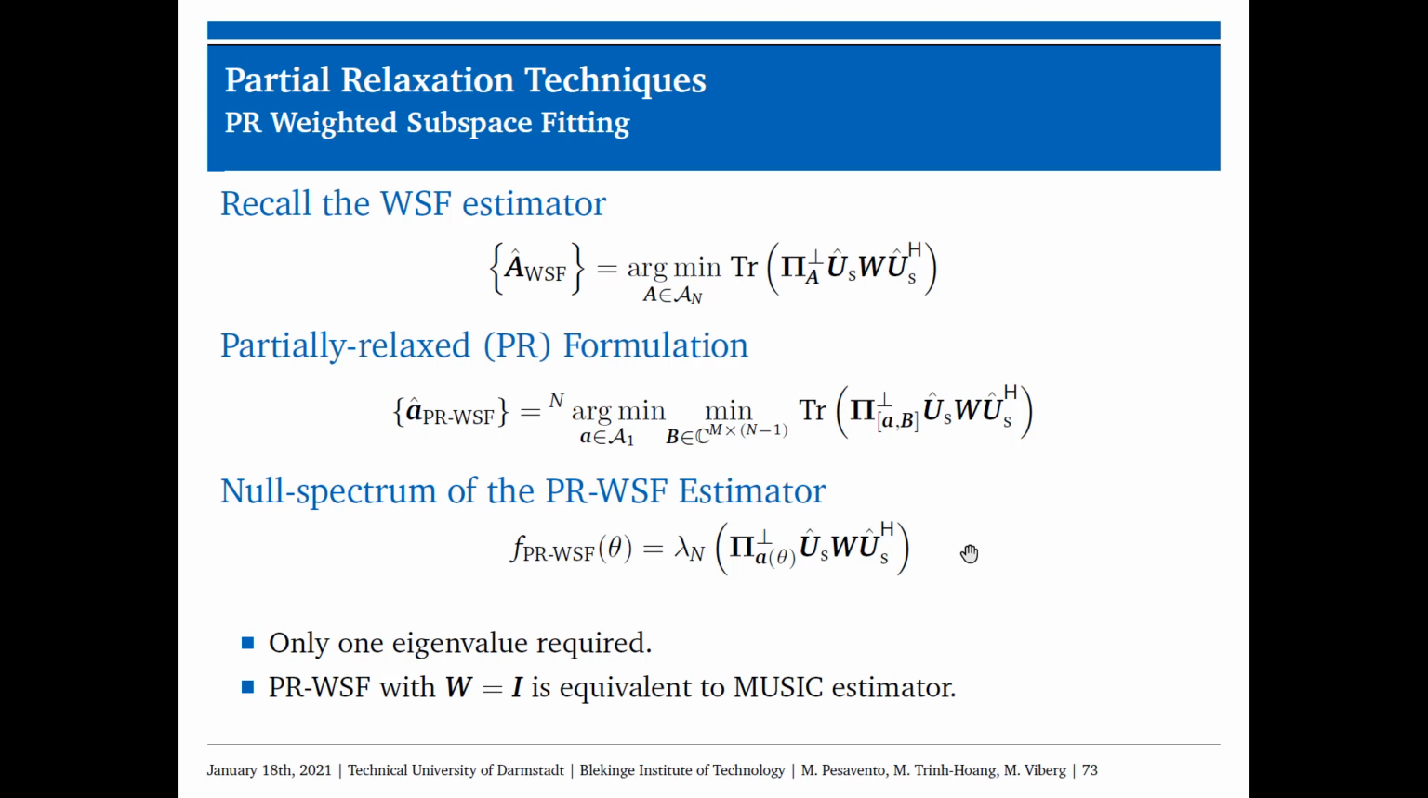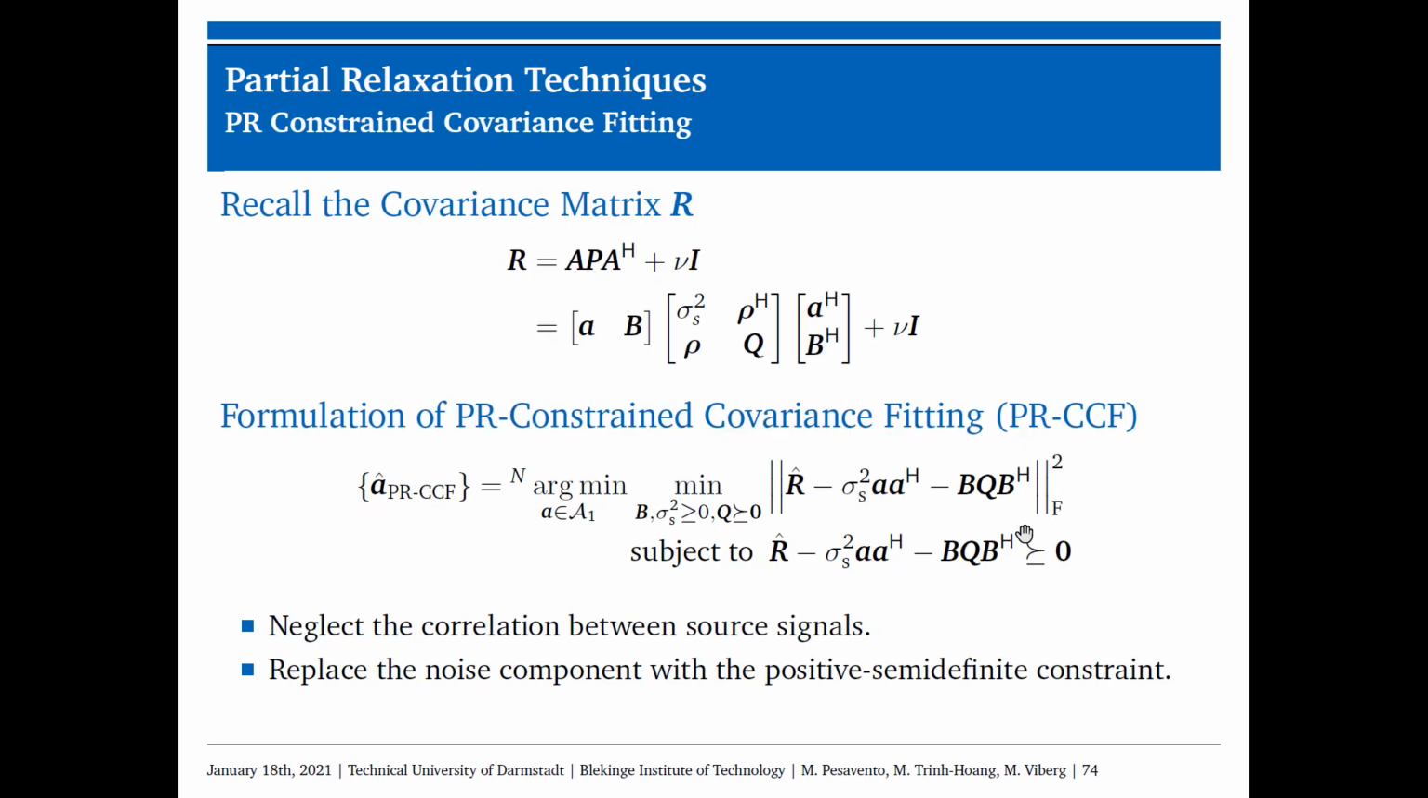Another interesting remark is that the MUSIC estimator can also be considered as a special case of the PRWSF estimator with an identity weighting matrix. This means that the MUSIC estimator actually belongs to both classes, the single source approximation and the PR framework. The last optimal parametric method to which we apply the PR framework is the covariance matching problem.